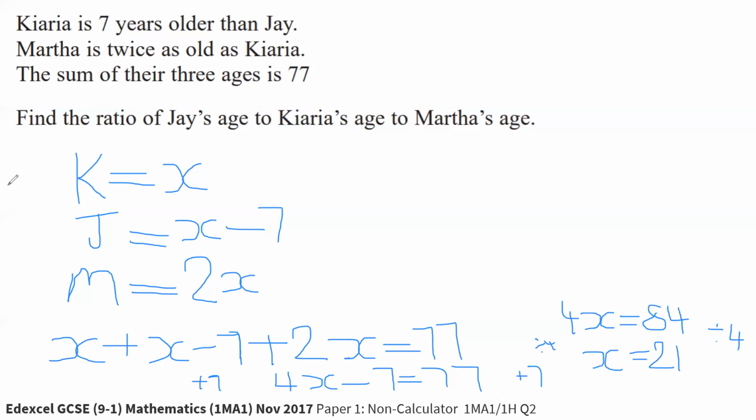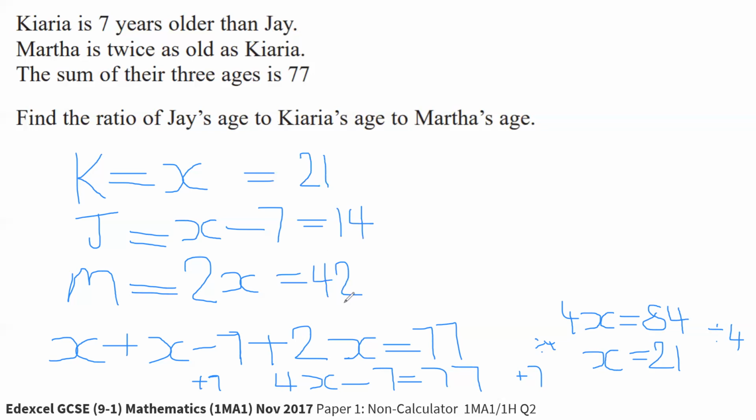So from that, we know that Kiara is 21 because x equals 21. J is x minus 7, so that will give you 14. And Martha is 2x, so 2 times 21 is 42. And if we add these three numbers up, we've got a really good way of checking that we've got the right answer. So if we add all of these numbers up, we are going to get 77. As we've been told, the sum is 77.